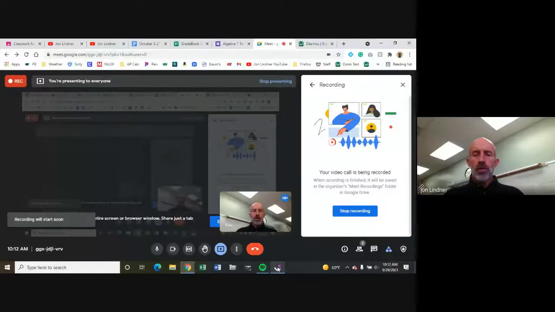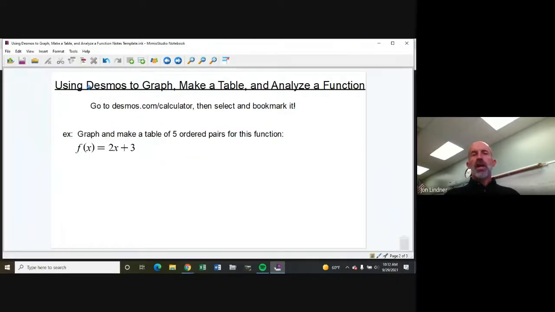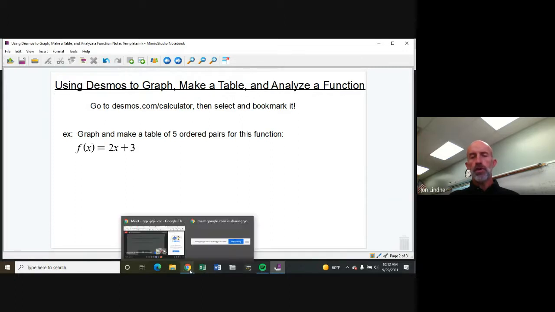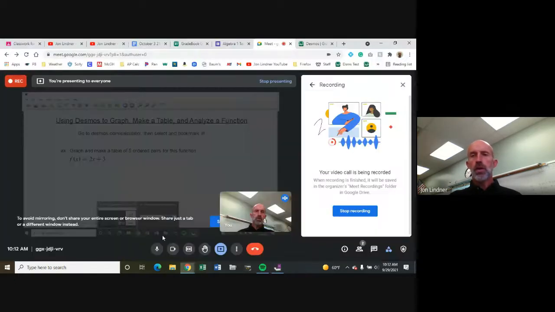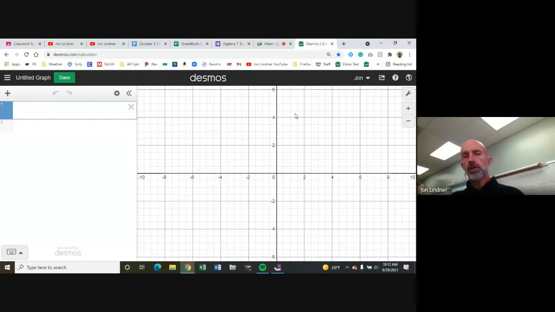Good morning, everybody. We are going to learn today how to use Desmos to graph, make a table, and analyze a function. So to do this, we need to go to desmos.com/calculator, which many of you, I'm sure, are very familiar with Desmos. Your screen should look like this.